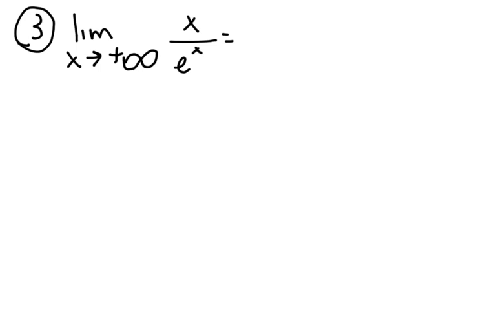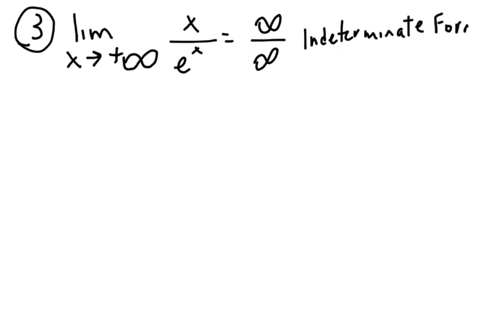So this is going to be infinity on the top, and e to the infinity would be like infinity on the bottom, which is not equal to 1, and it's not equal to infinity. This is another indeterminate form. And again, you should have a note card with all of the indeterminate forms on there.